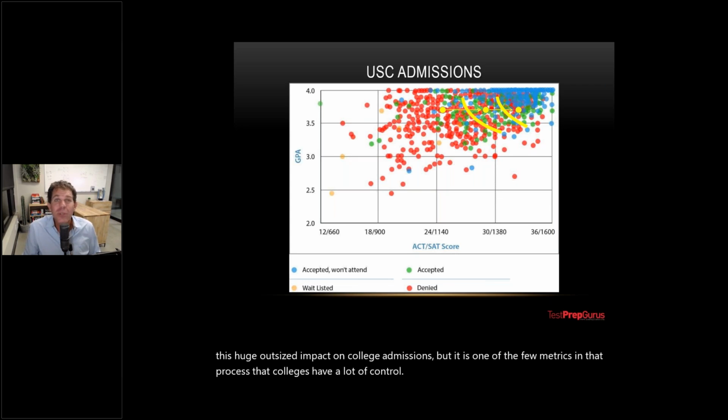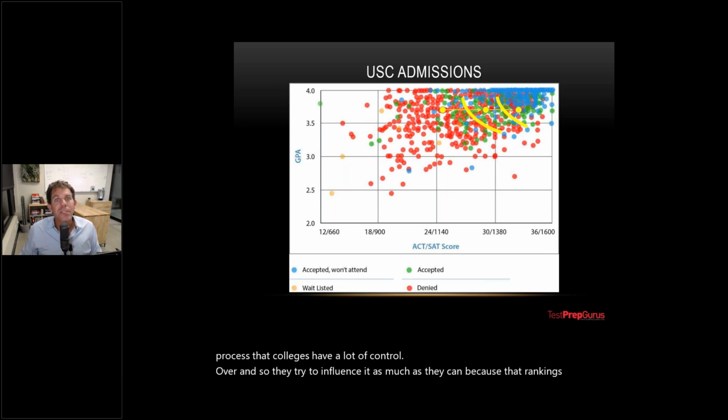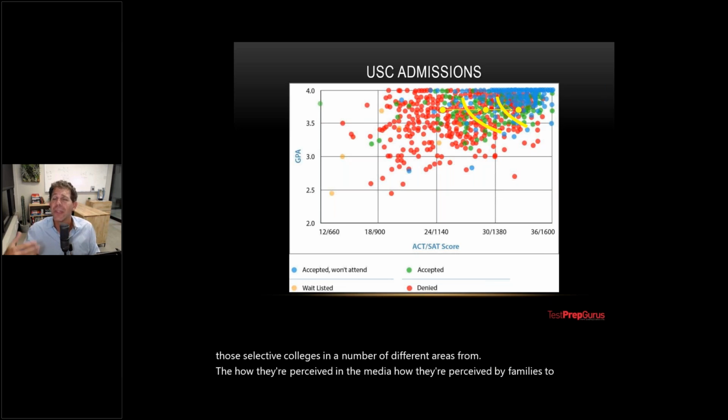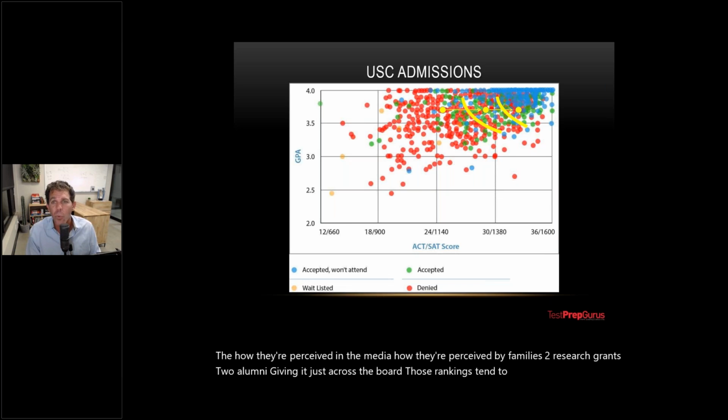And so they try to influence it as much as they can, because that rankings game helps those selective colleges in a number of different areas, from how they're perceived in the media, how they're perceived by families, to research grants, to alumni giving, and just across the board, those rankings tend to help for better or for worse. So they do pay attention to that.